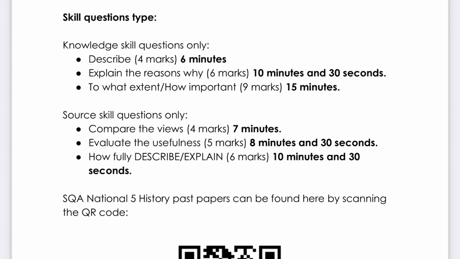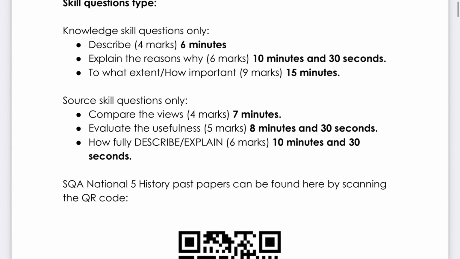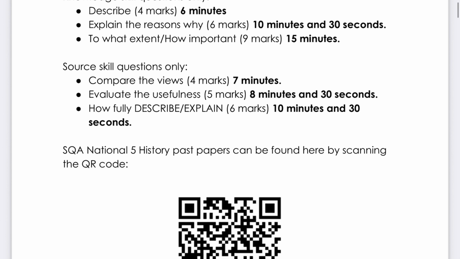So, our National 5 History skills are made up of 6 skill questions, which you should hopefully see on the screen. We have our knowledge skill questions and our source skill questions. For our knowledge skill questions, you'll know that we have 3 questions, which are the describe, explain the reasons, and the 9 marker. These 3 questions do not have a source. It is just purely based on your own knowledge. And you can see the allocated time dedicated to each of the questions there.